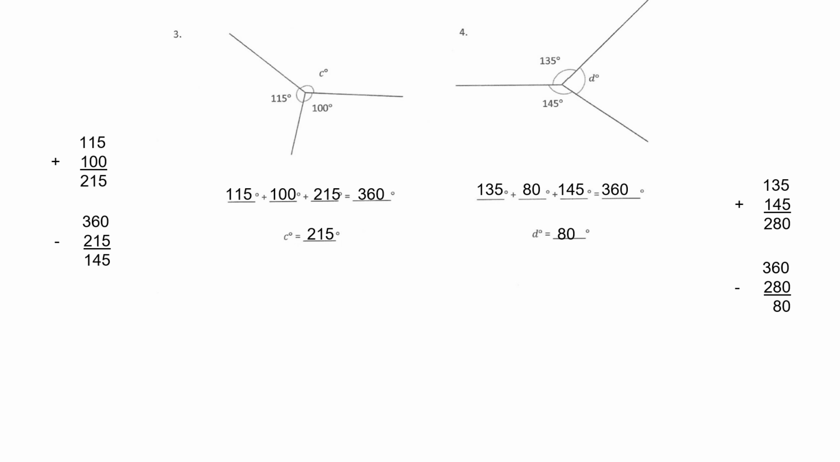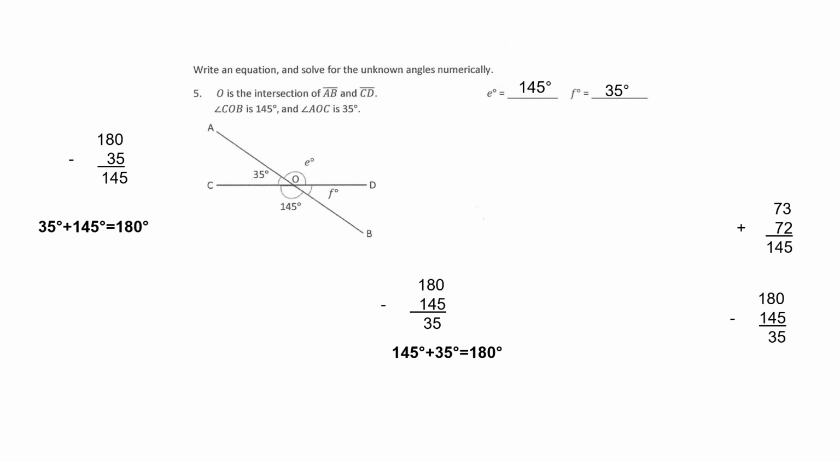So all of these angles added together equal 360 degrees. That's the total, and we have two parts. We need the other part. So first we add these two parts together. 135 plus 145 is 280. And then we subtract that from the whole. 360 minus 280 is 80. So 135 degrees plus 145 degrees plus 80 degrees equals 360 degrees. So D equals 80 degrees.